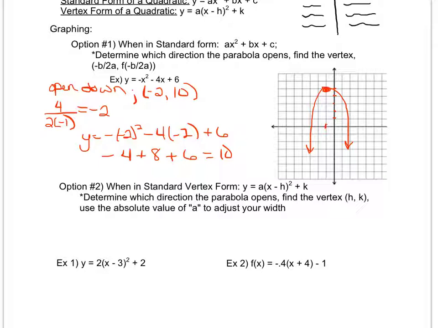So what I'm going to do now is determine the direction the parabola opens. I'm going to find the vertex. In this case, my vertex is going to be much simpler to find because I'm going to take my h value.